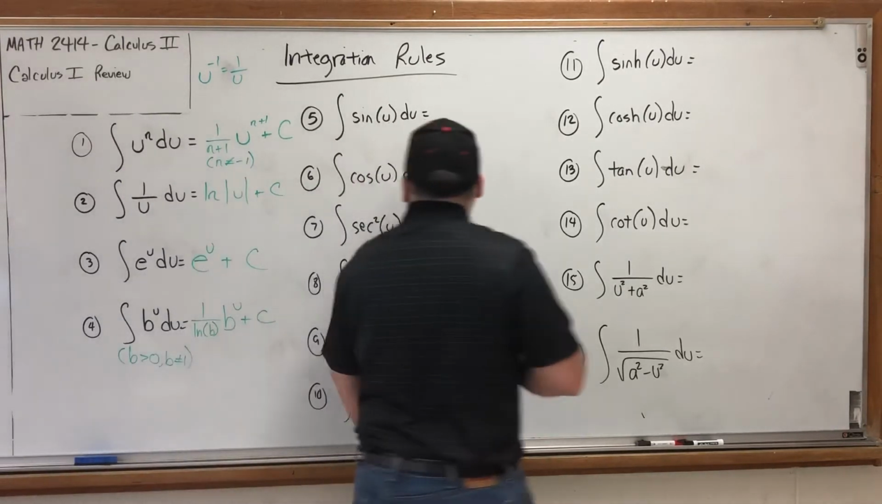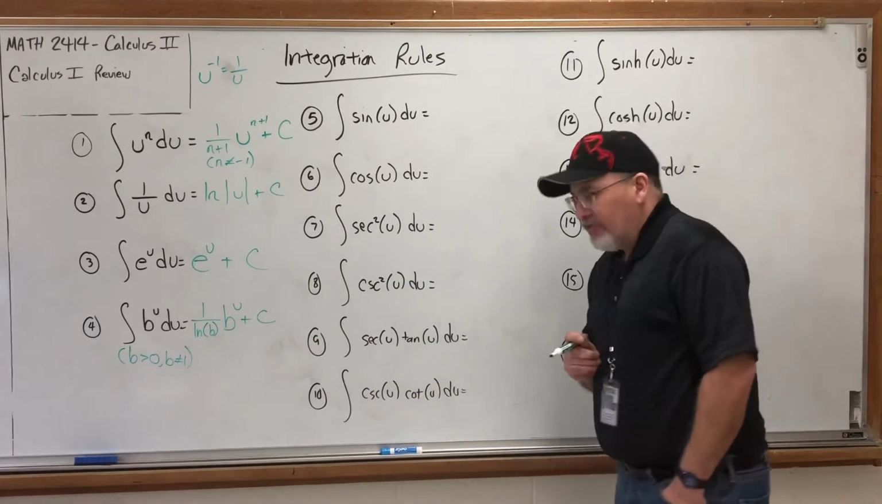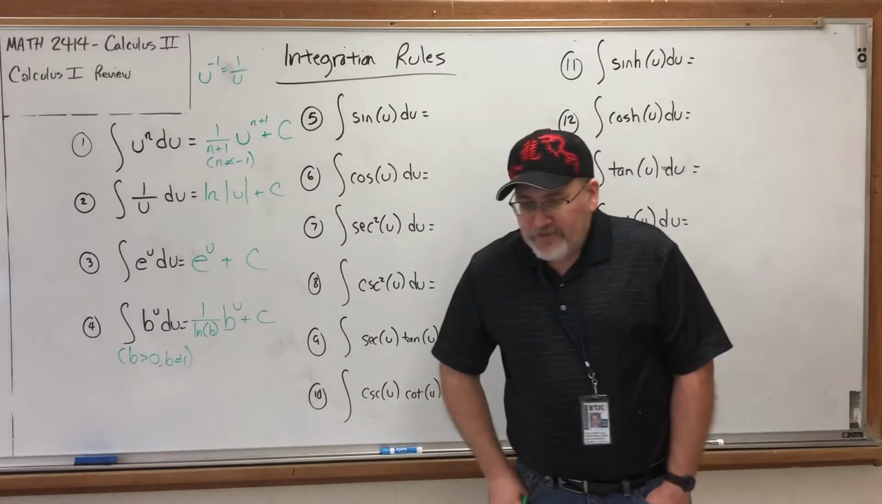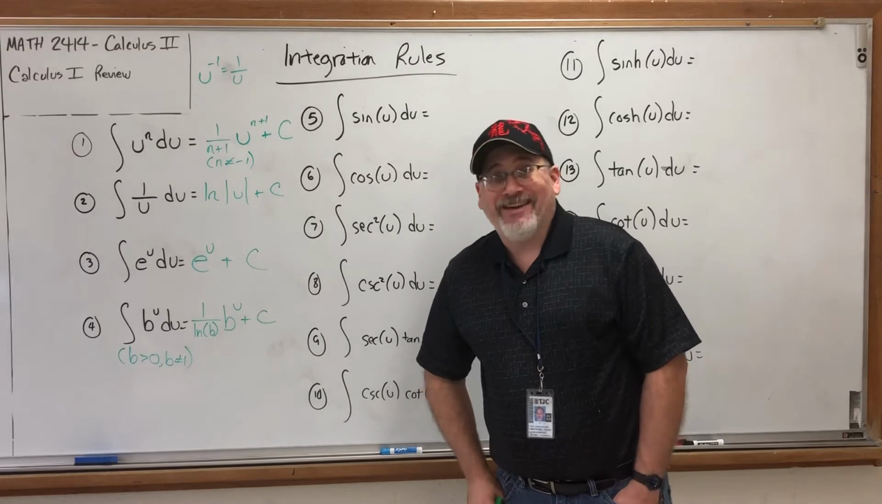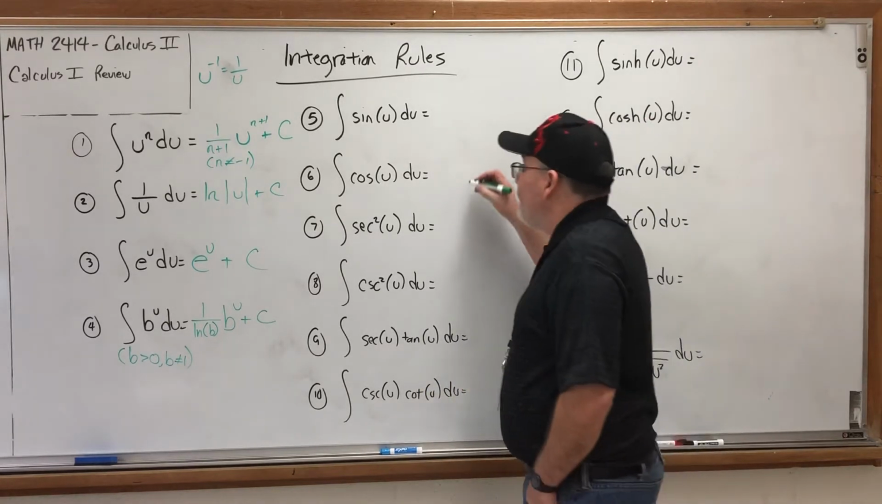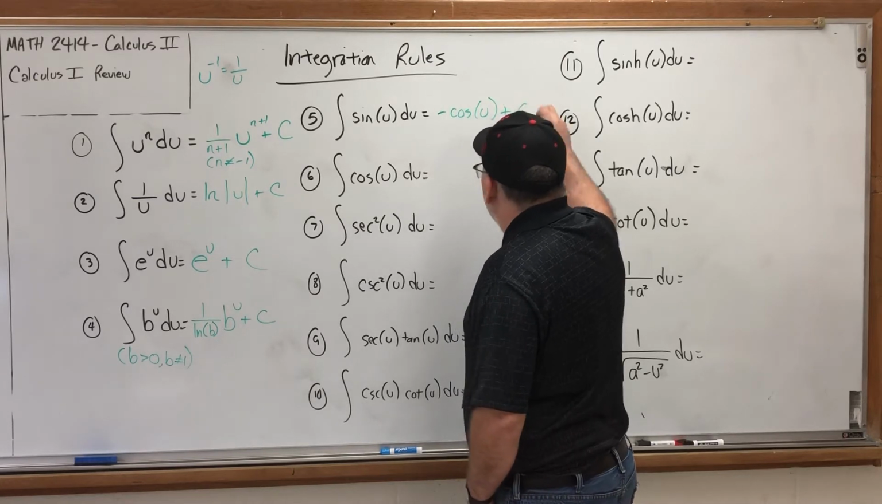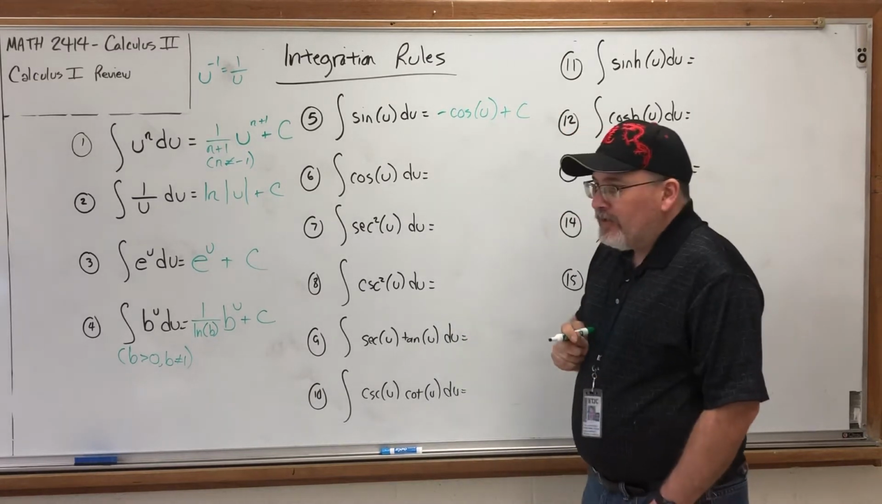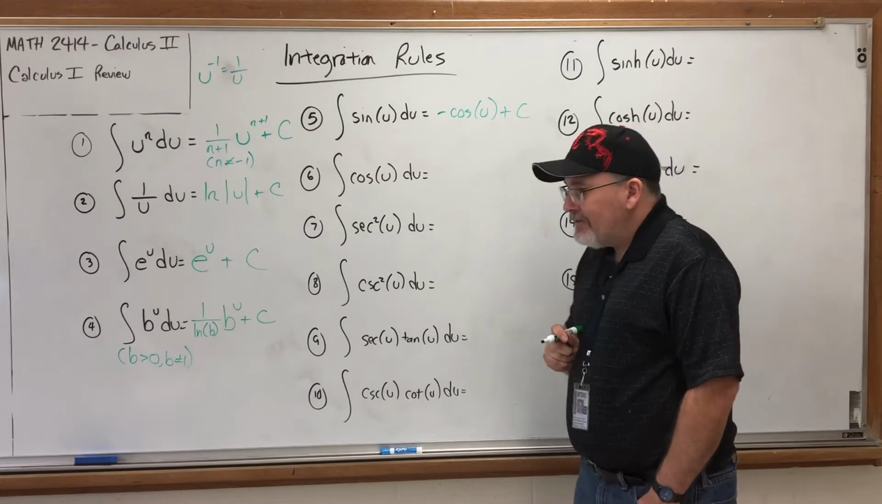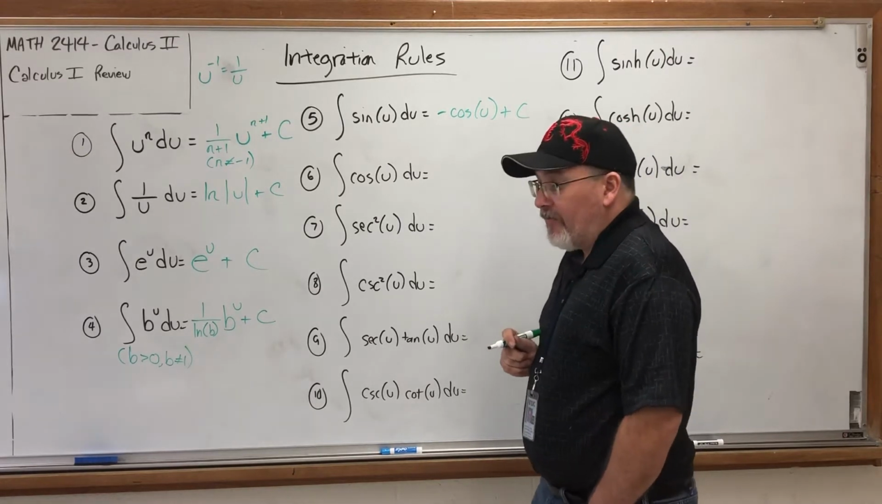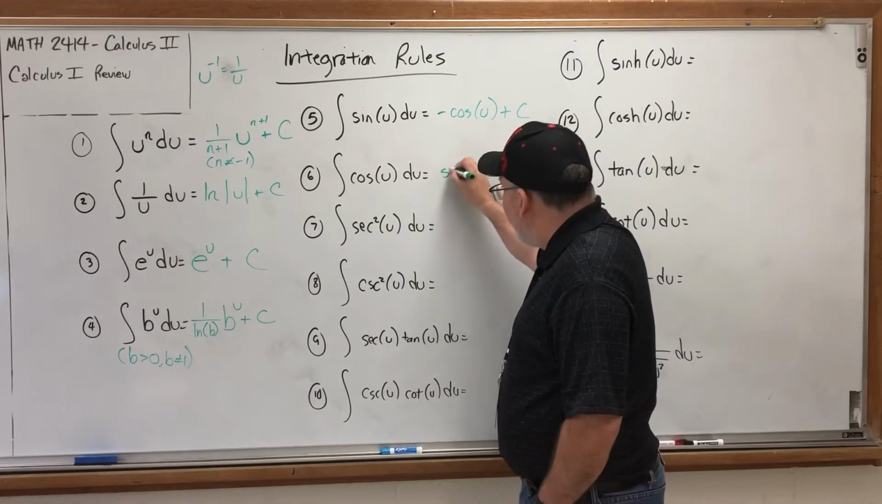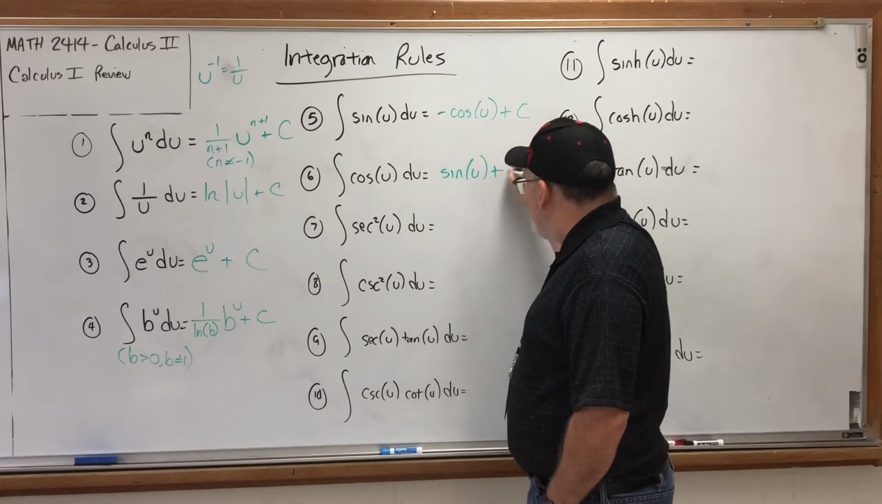Let's see, number 5, antiderivative of sine. What do you take the derivative of to get sine? It's not cosine because the derivative of cosine is negative sine. The antiderivative of sine is negative cosine u plus c. What's the antiderivative of cosine? That's like asking what do you take the derivative of to get cosine? You take the derivative of sine to get cosine.